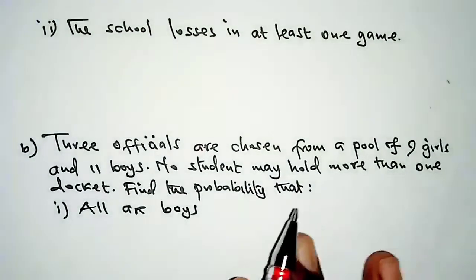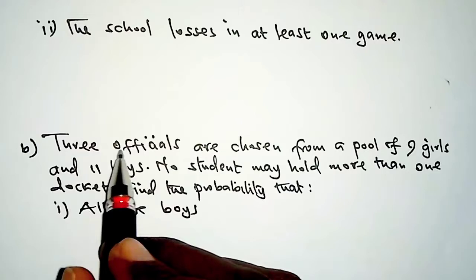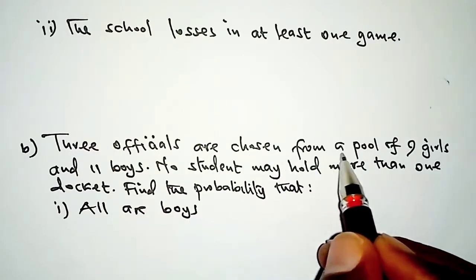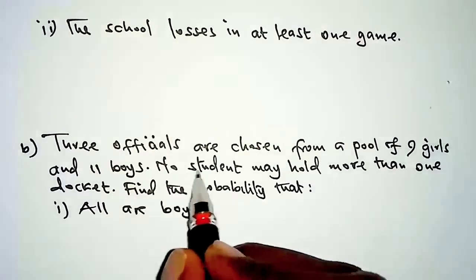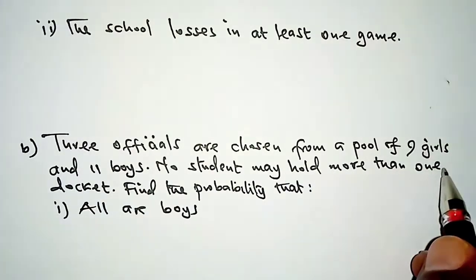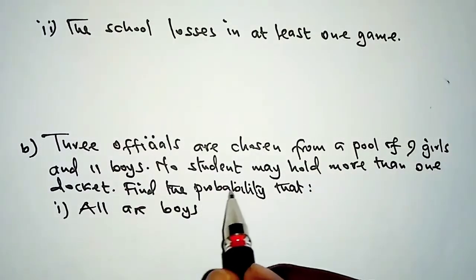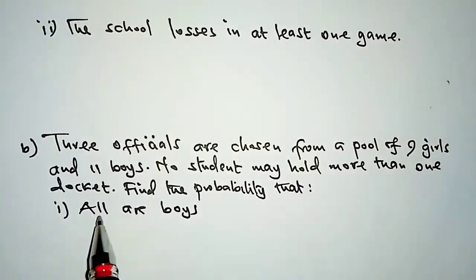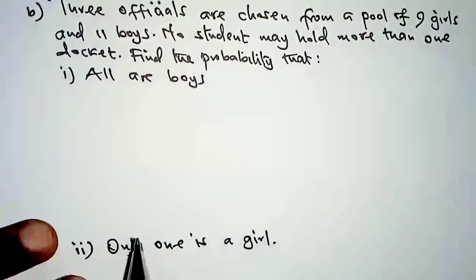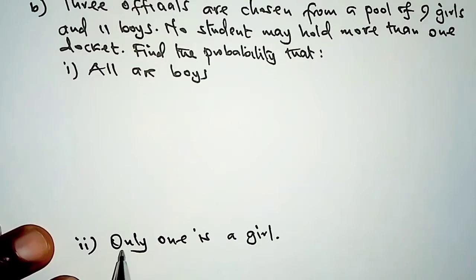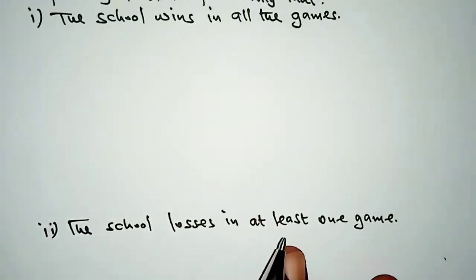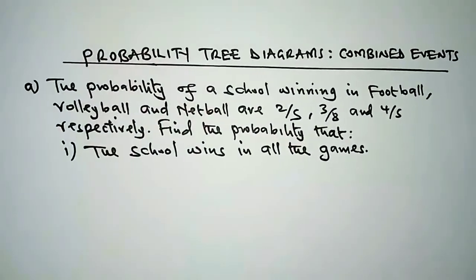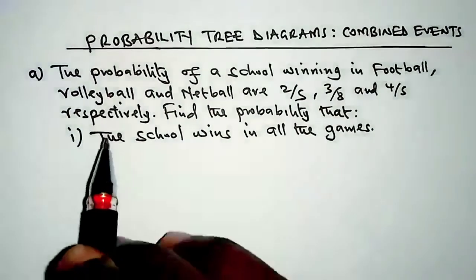And then finally for part B, 3 officials are chosen from a pool of 9 girls and 11 boys. No student may hold more than one docket. Find the probability that all are boys, and then for Roman 2, only one is a girl. So, straight to part A, Roman 1.